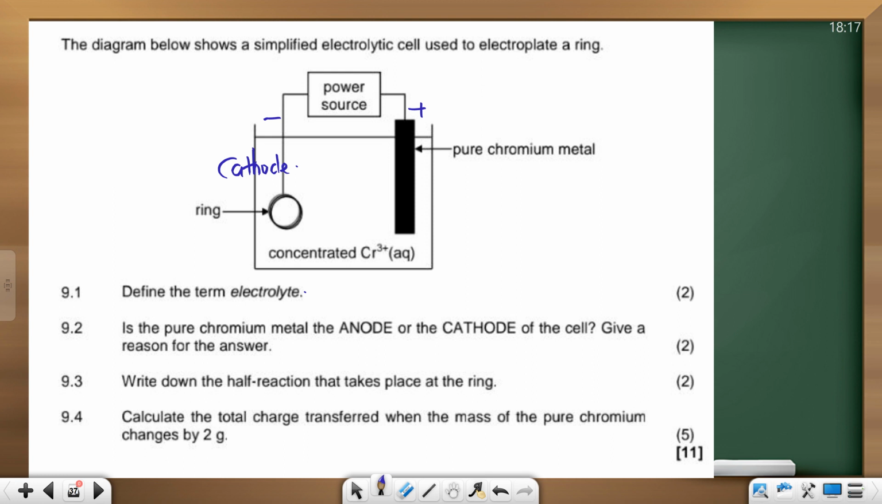Is the pure chromium metal the anode or the cathode of the cell? The pure one. It is the anode. Give a reason for your answer. Because that's where oxidation takes place.